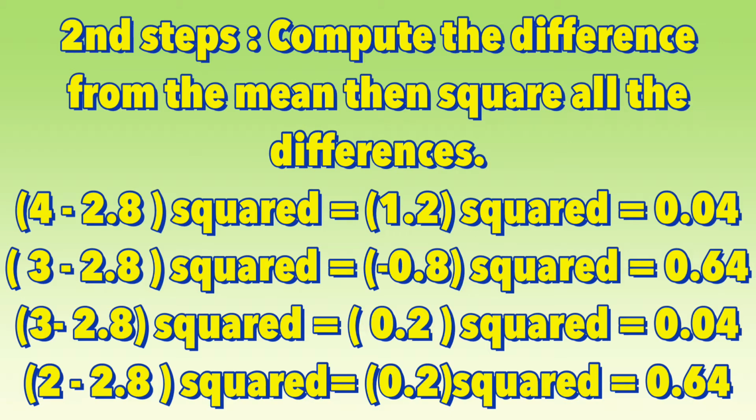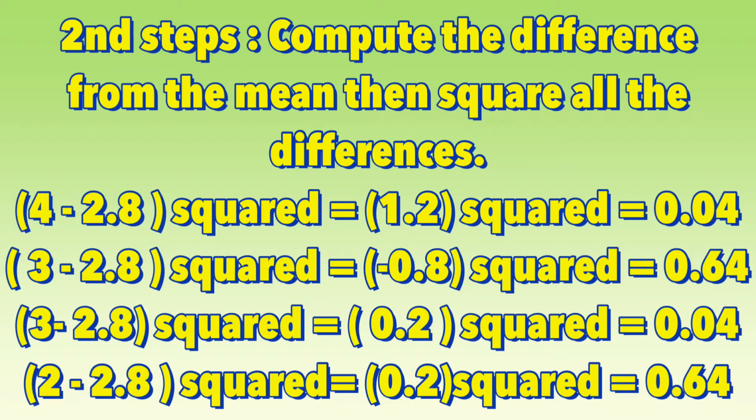Compute the difference from the mean, then square all the differences. The first sample is 4 hours minus 2.8, which is the mean, then square. The answer is 1.2 squared, which becomes 1.44. Then the next is 3 minus 2.8, which is 0.2 squared, equals 0.04.